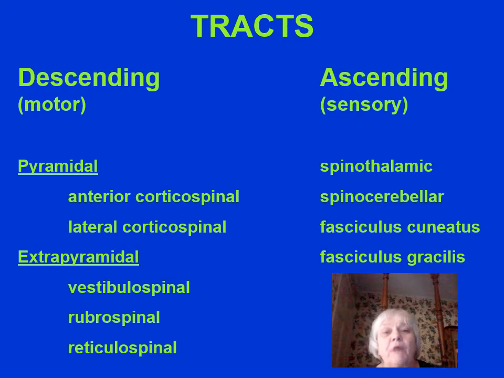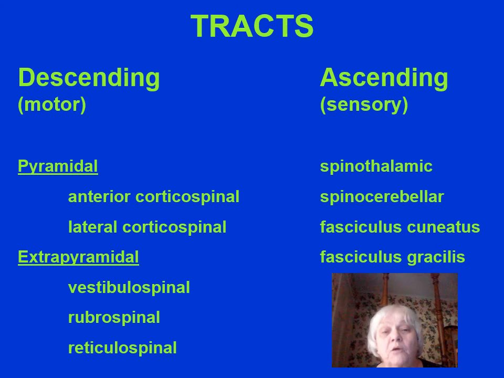We have pyramidal tracts and we have extrapyramidal tracts. Pyramidal tracts are the main ones. These are the ones that exert primary control over your skeletal muscles. And the pyramidal ones, there are two subtypes. One is called anterior corticospinal. The other one is lateral corticospinal. And those terms have to do with the position of those tracts in the spinal cord.